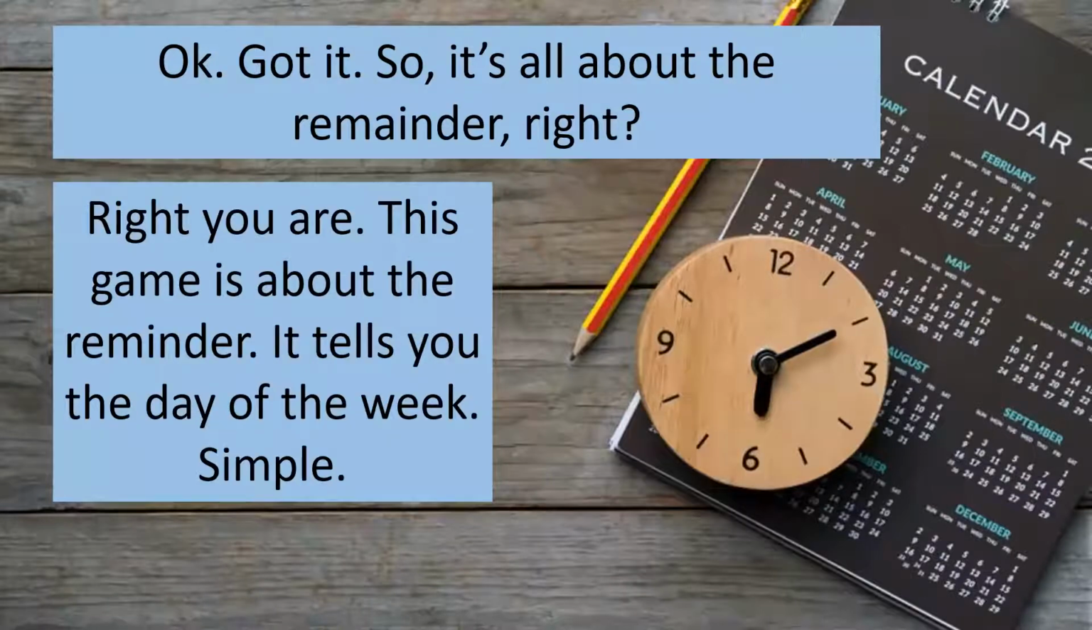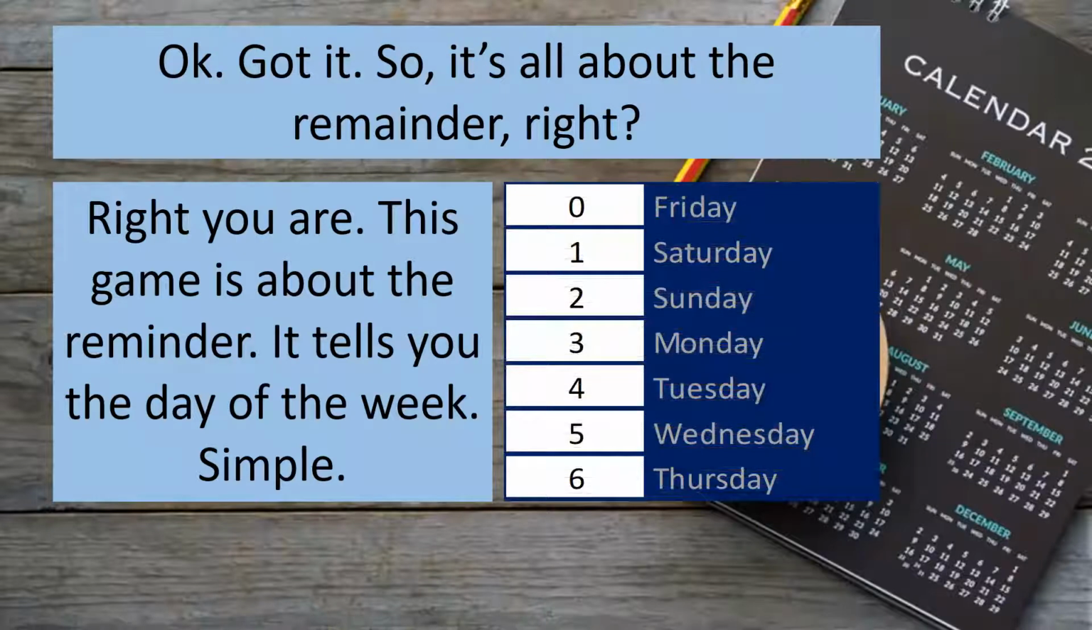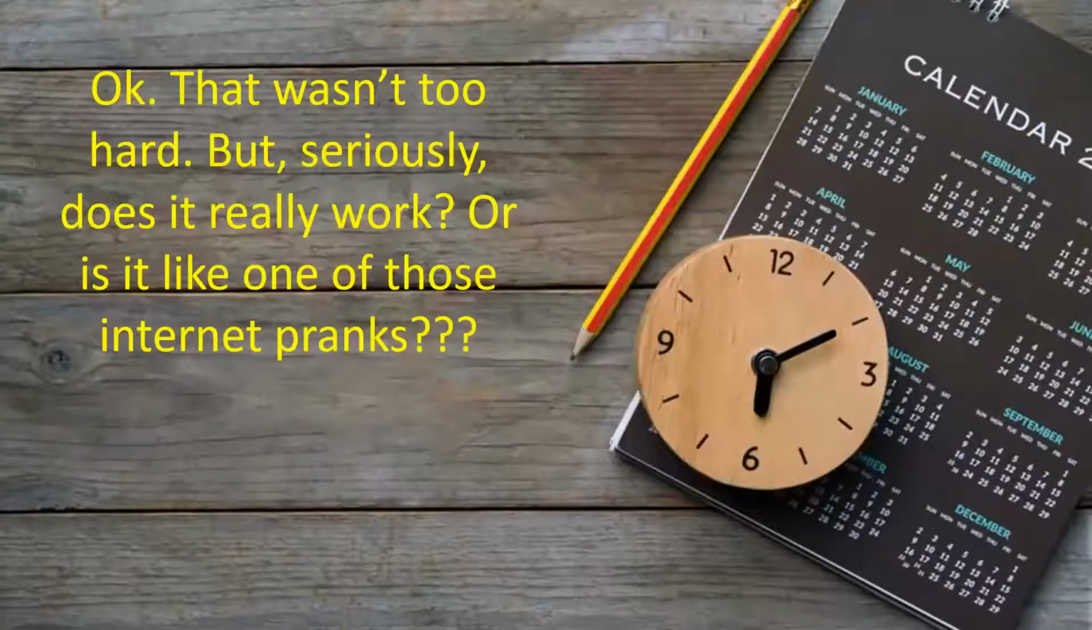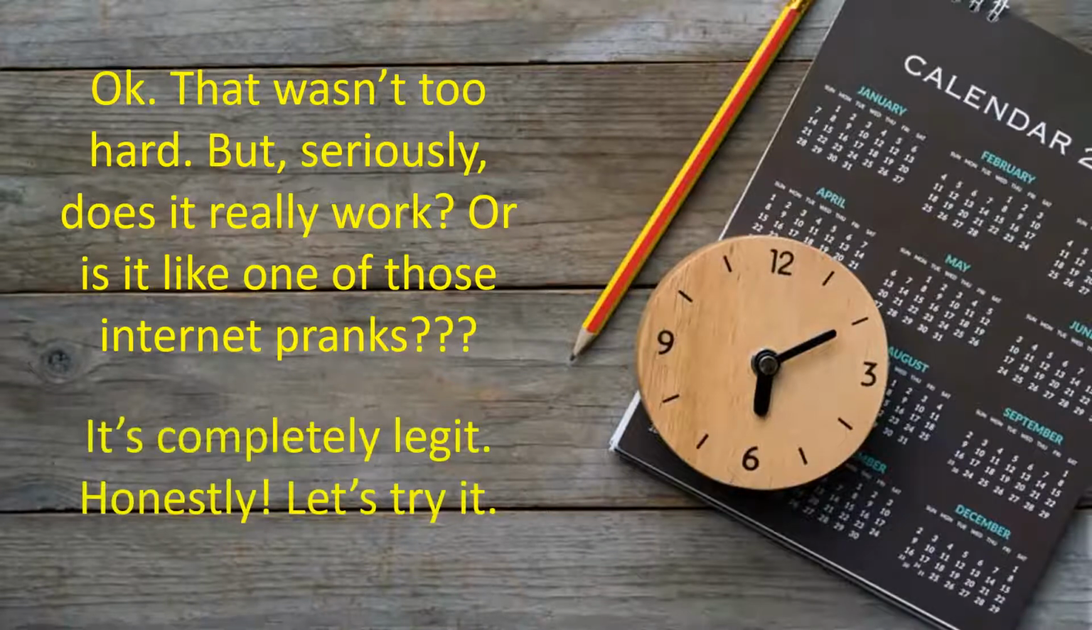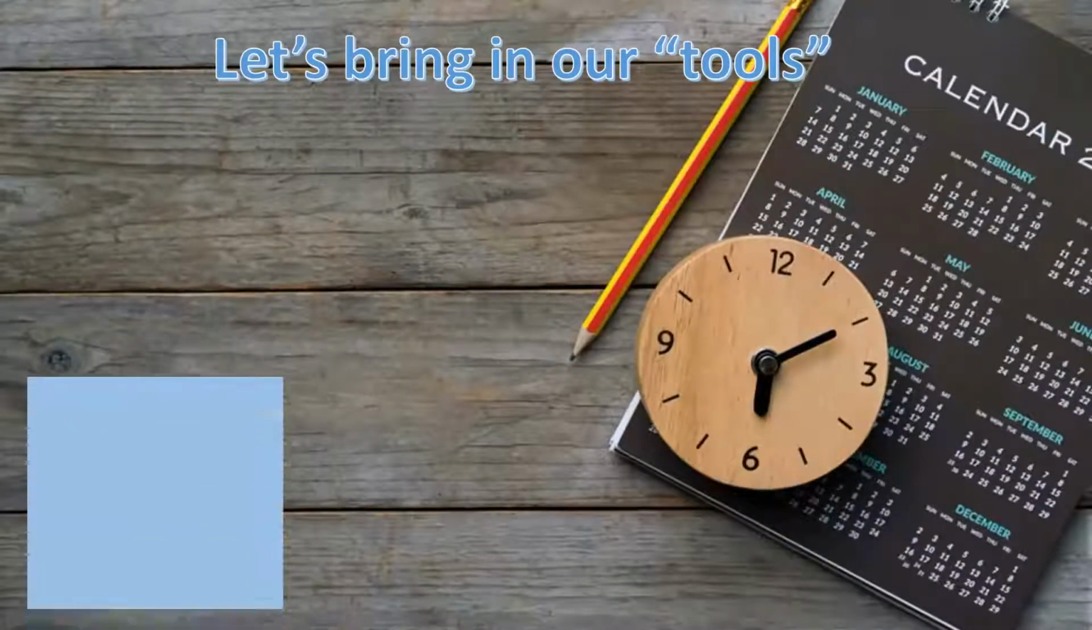Okay, so just by knowing what the remainder is, we look at this quick reference grid, and knowing that Friday is a 0, we can figure out the rest of the days of the week. Simple enough, right? Yes, it is. All right, so that wasn't too hard, but seriously, does it really work, or is this one of those internet pranks where we make you do something and then we're laughing behind your back? No, seriously, legit, it works. Just try it. Okay, let's try it.